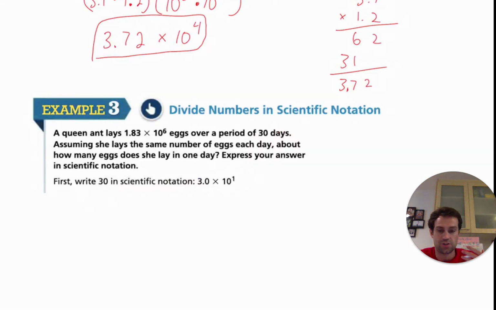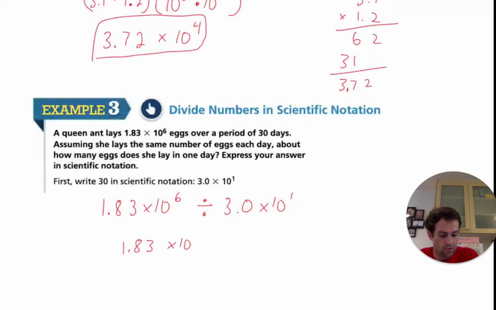And to find out how much she is laying in one day, we will take the number of eggs that she is laying. So 1.83 times 10 to the power of 6 divided by 3.0 times 10 to the power of 1. So that's the same as 1.83 times 10 to the power of 6 over 3 times 10 to the power of 1. Okay?